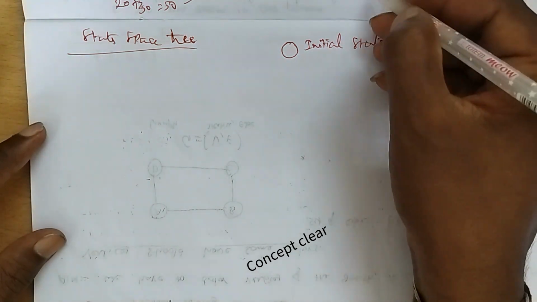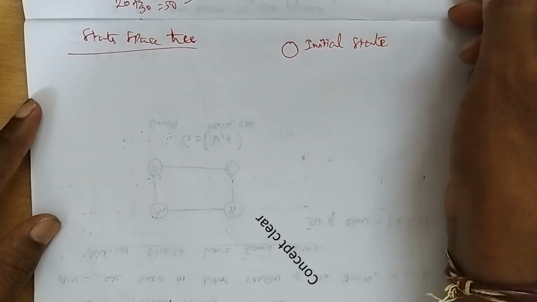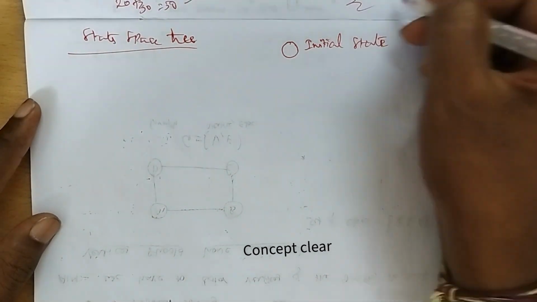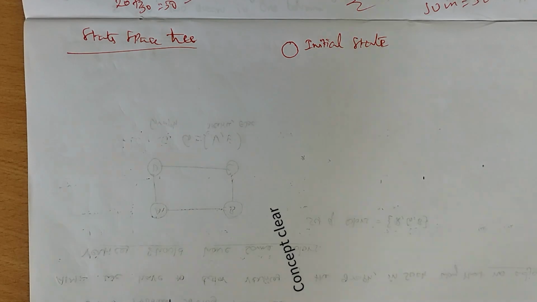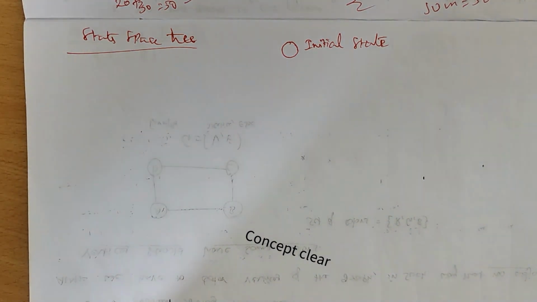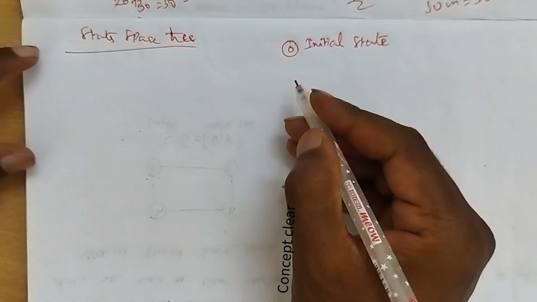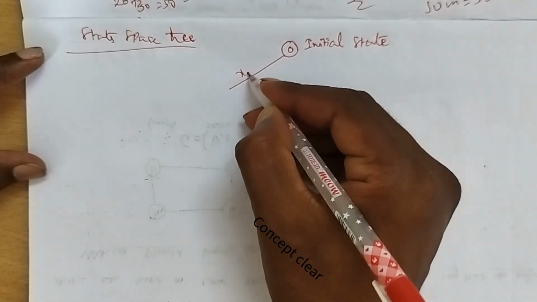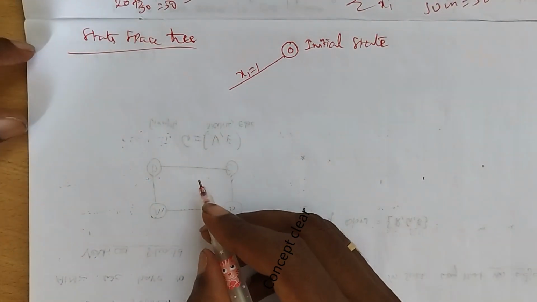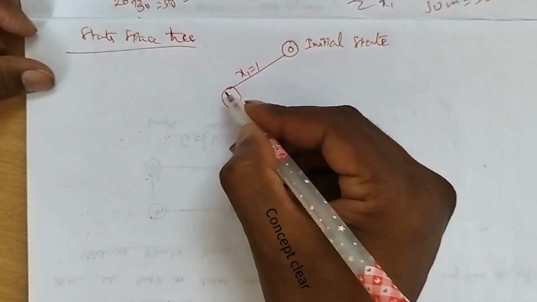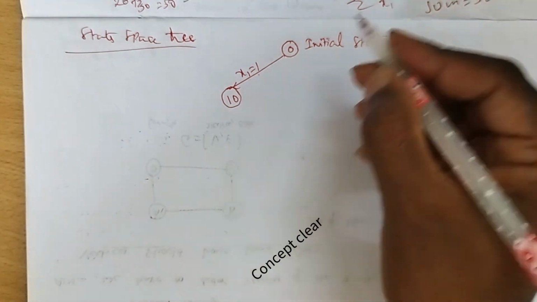How many elements do we have? The elements are 10, 20, 30, 40. Sum equals 50. When we get the sum value 50, then we have to stop. Initially the value is 0. Next, x1 equals 1. This is x1. If we consider x1, what is the value? 10. Why? Because we are considering 10. 1 means the value is 10.